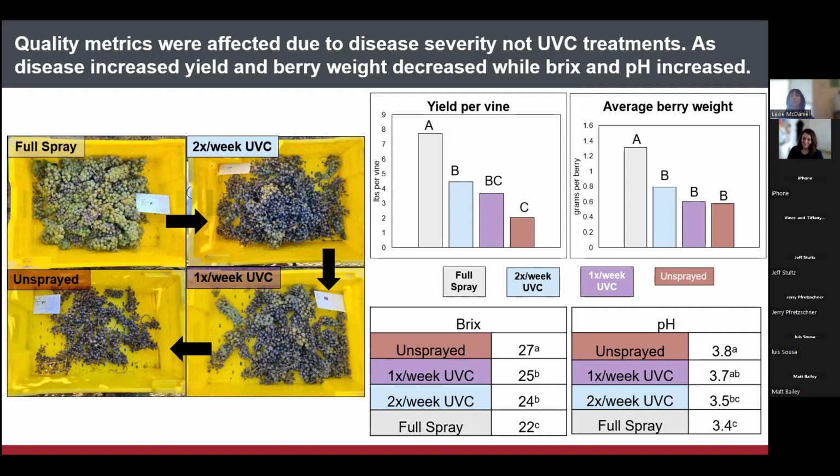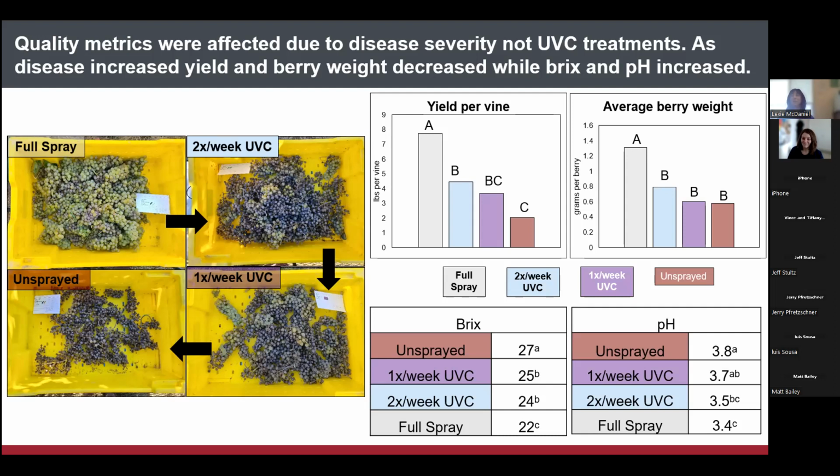But it is really cool to see that there is a yield difference. So that means we were providing some sort of control early on in the season. And then as our canopies got too wild, light wasn't able to penetrate. Honestly, our spray wasn't able to penetrate in that full grower spray.